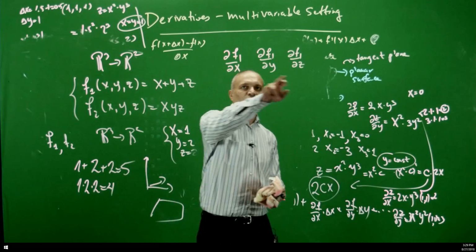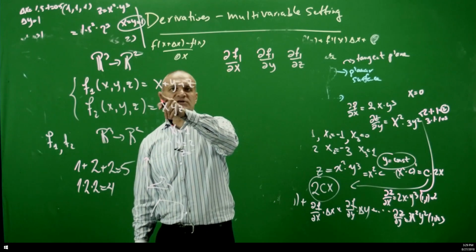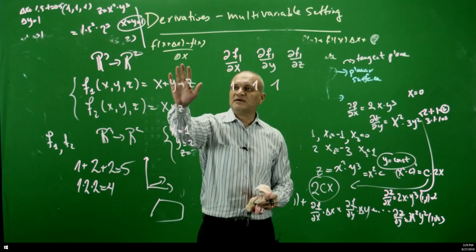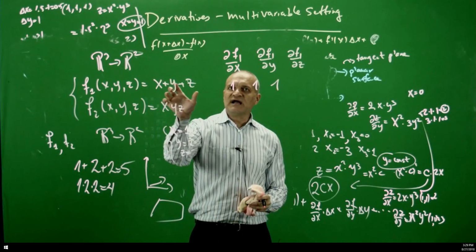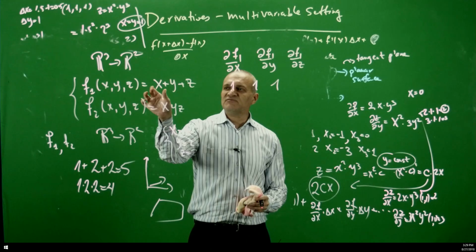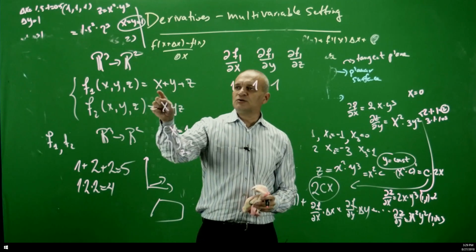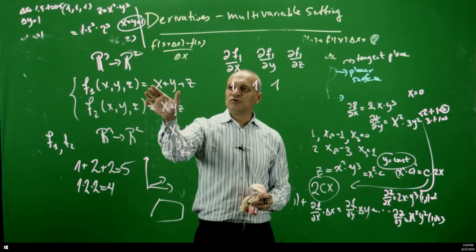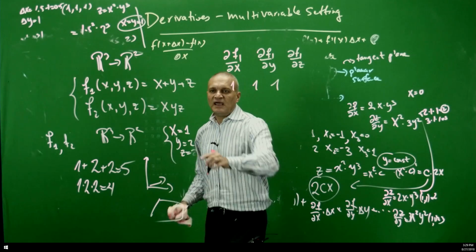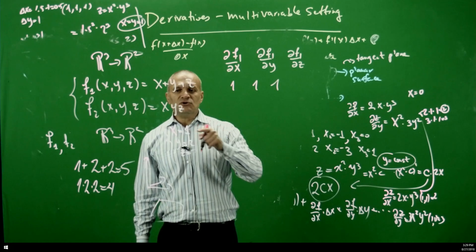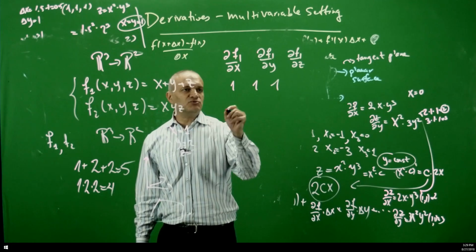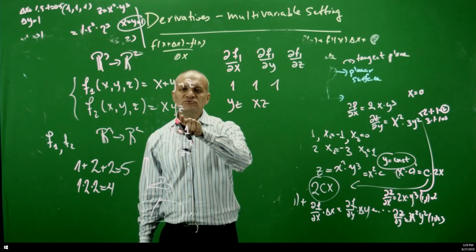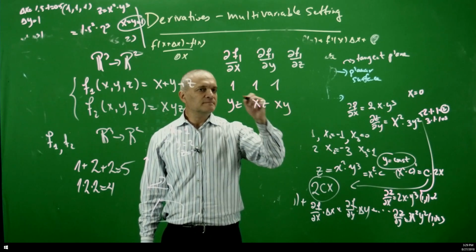What will be the first row here? The first row will be basically 1, 1, 1. Okay, because ∂f1/∂x, those two guys are constant, so when you derive them, you get 0 and you get only the derivative here. ∂f1/∂y, those two zeros, and you have only the derivative here. And ∂f1/∂z, those two zeros, and you have the derivative here. And for the xyz, when you derive with respect to x, you get yz. When you derive with respect to y, you get xz. And when you derive with respect to z, you get xy.